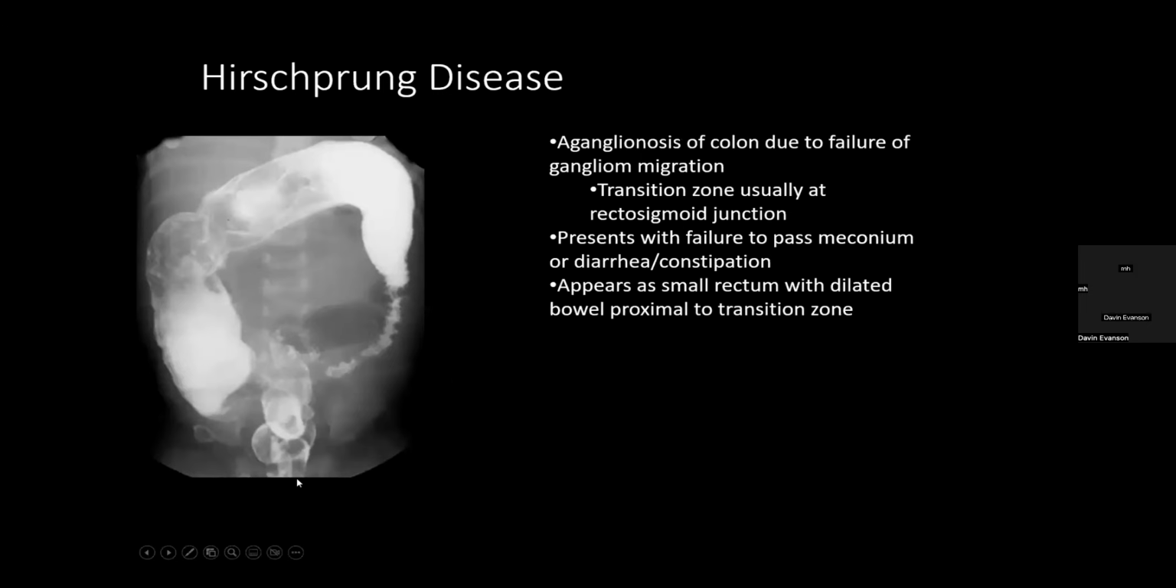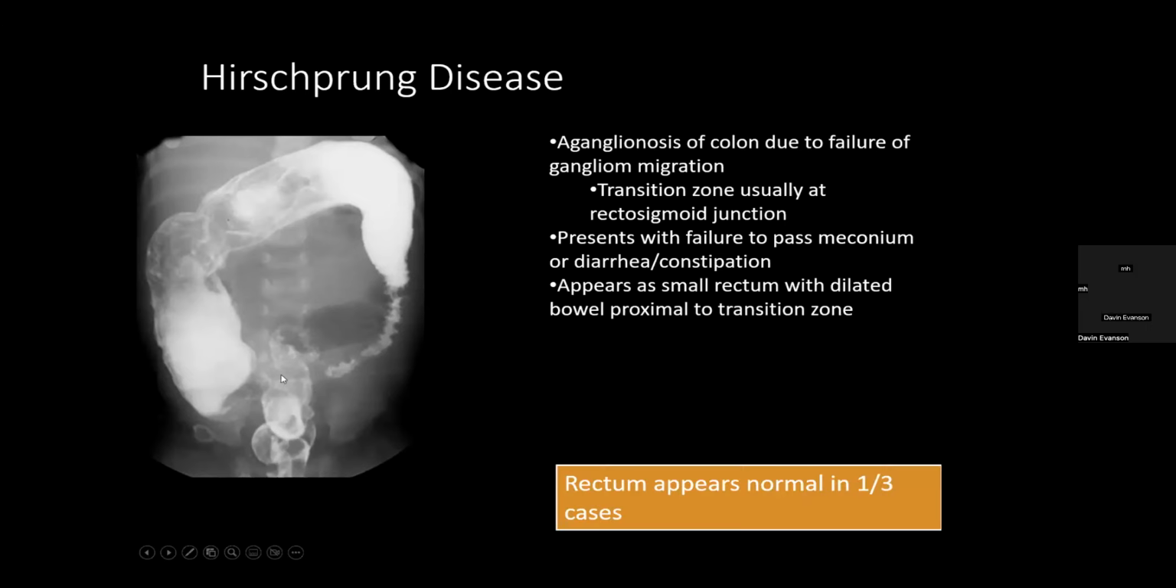Okay, Hirschsprung's, caused by a migrational anomaly, and there'll be a big difference in tone at a certain point in the colon. So small, small, small, more normal caliber there, normal caliber there. It's important to diagnose it and then tell the surgeon where that transition is so they can do the biopsy and confirm the diagnosis. So again, here the normal rectum and finding that transition.